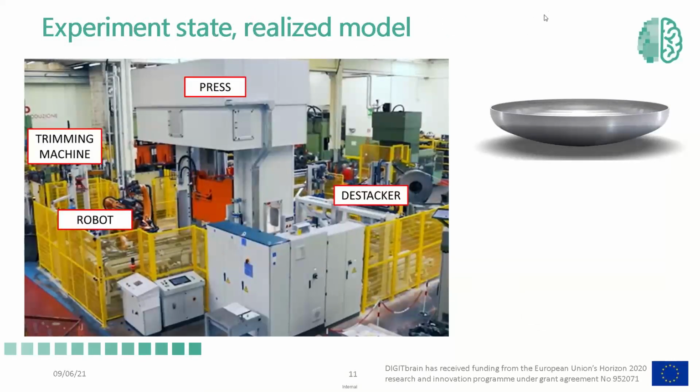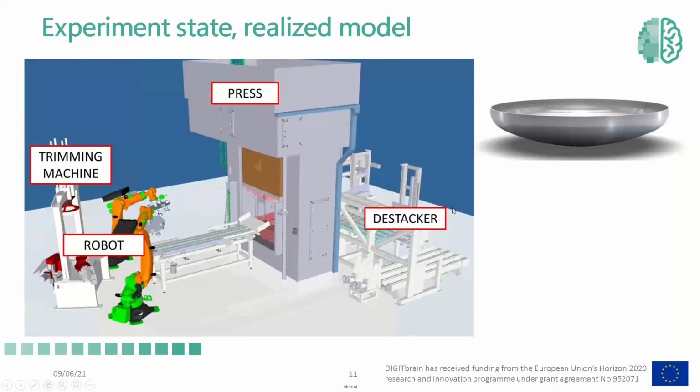So this is the test model. It produces conditioned buttons for tanks. So these are then soldered on tanks. This is a cell, and this is the model that we realized.